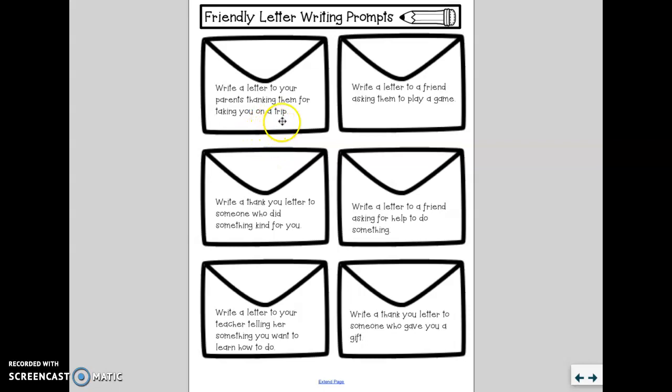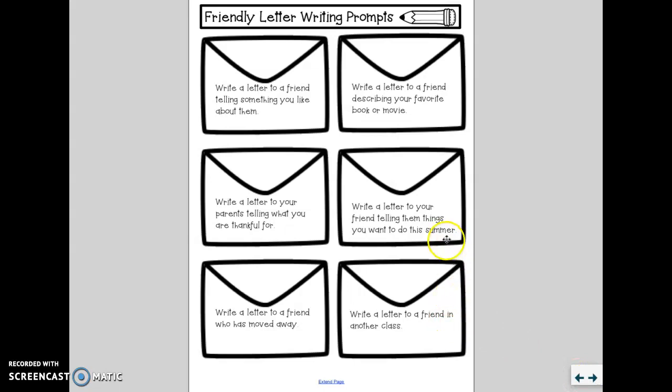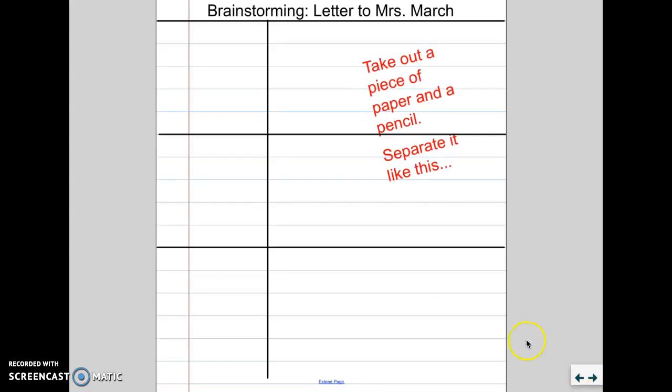You can write a letter to your parents thanking them for taking you on a trip, write a letter to a friend, or write a letter to someone who gave you a gift and thank them. There's so many things. You could write a letter to a friend telling them things you want to do over the summer. Okay, lots of different things. So our letter is going to be about our fourth grade memories.